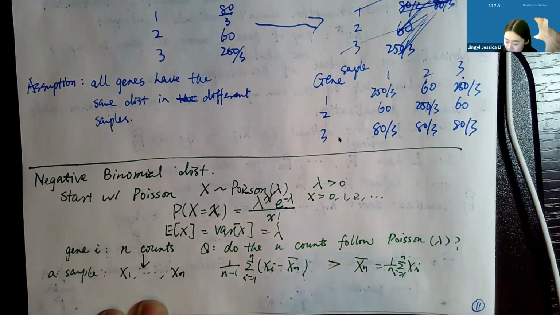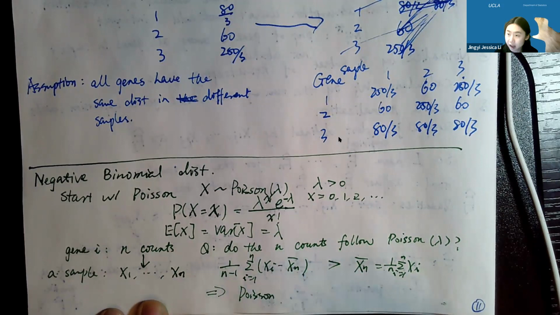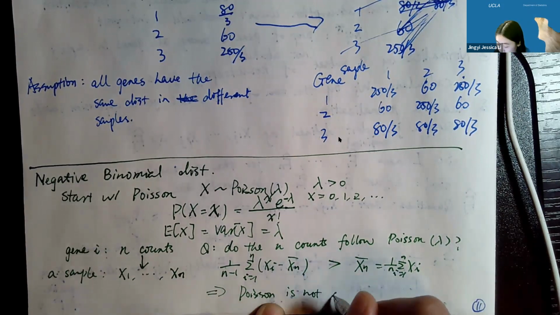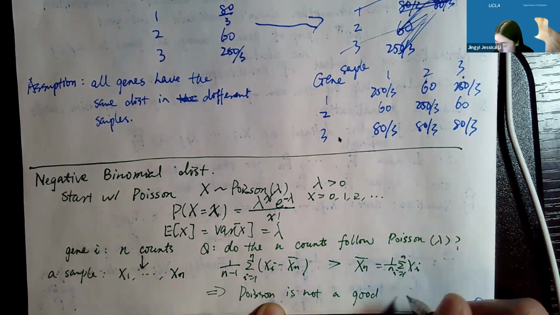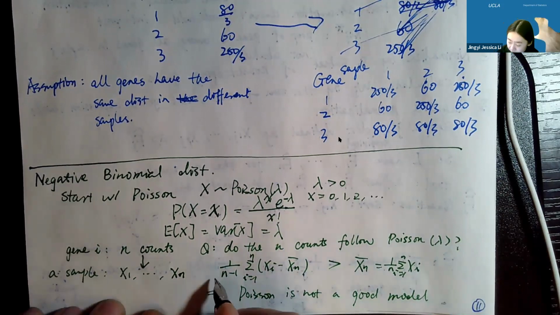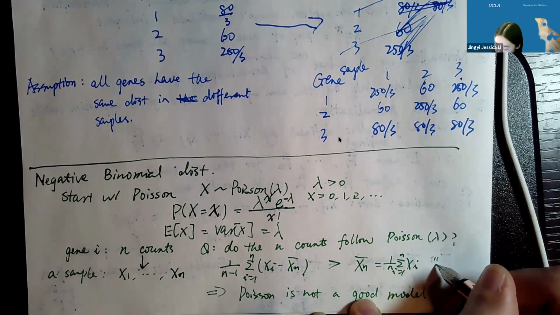So this is a strong indication that the Poisson might not be a good model, because we would expect them to be similar in scale if the Poisson holds. This phenomenon is what we call overdispersion.